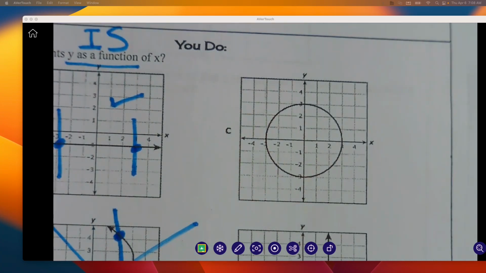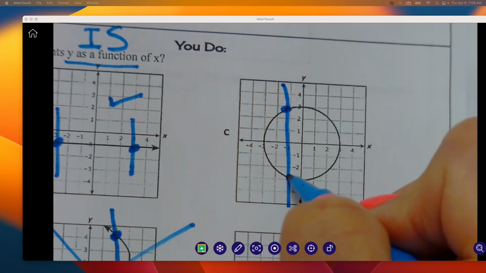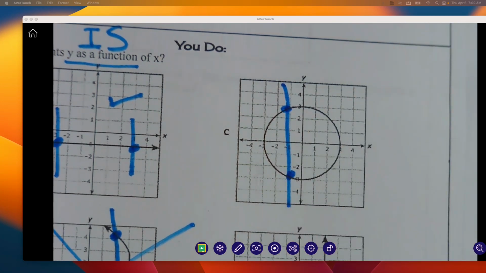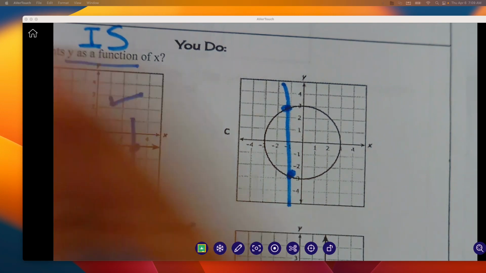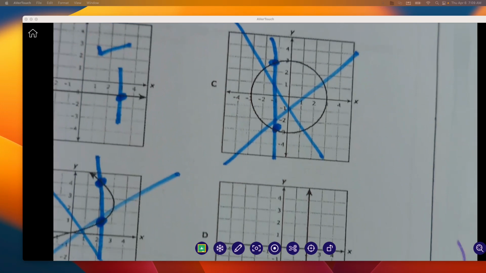Okay, let's look at answer choice C. I'm going to do my vertical line test. It hit here and here. That means it hits twice. That means it shares the same x value. So hopefully you didn't pick C because that's not a function.